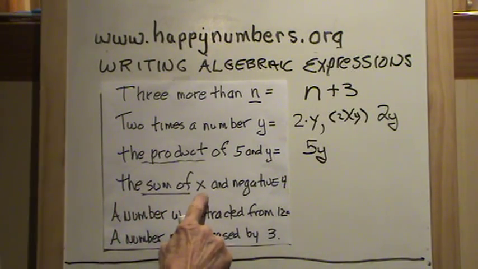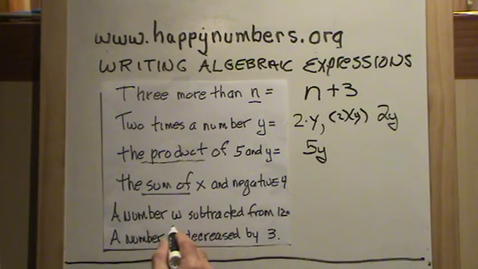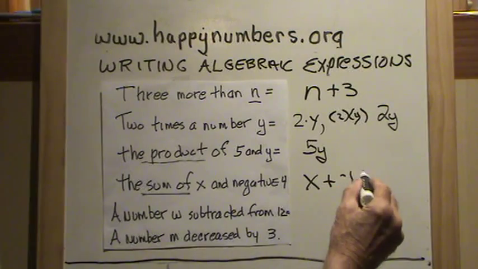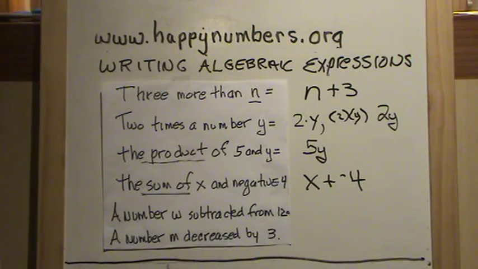The sum of x and -4. Well, sum means addition, so the sum of x plus -4. Let's take this one. A number w subtracted from 12. Subtracted from. Okay? So 12 has to come first, and then the number w is subtracted from 12.